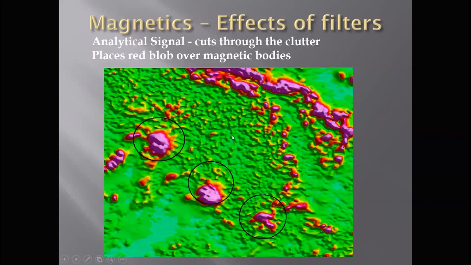So an analytical signal in a busy terrain can often help your eye adjust to the noise. You can adjust the colors, get rid of all the background noise, and say, okay, I only want to see the most magnetic things in my magnetic map. And that's what it's done here.